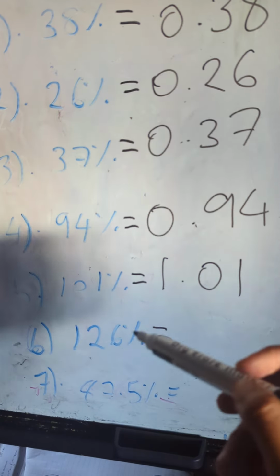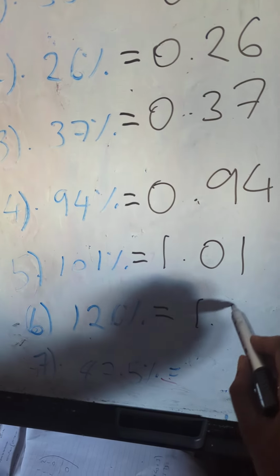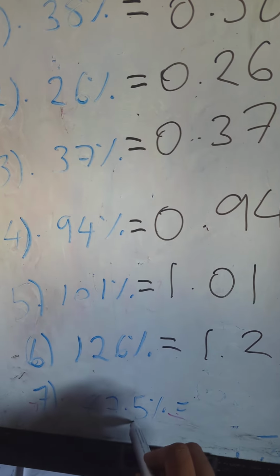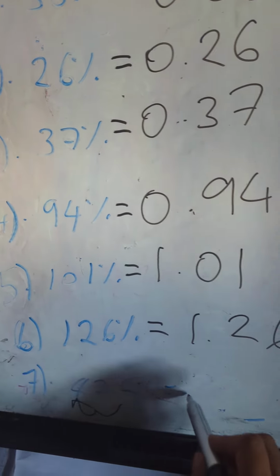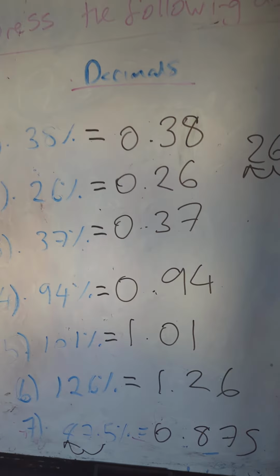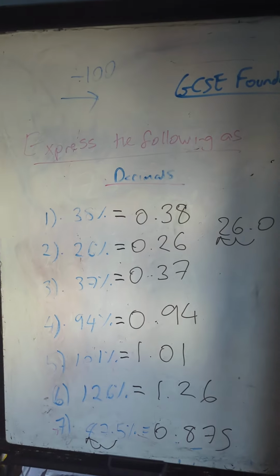Okay, this next one, 126%, that'll be 1.26. And lastly, 87.5%, again, moving the decimal point 2 places to the left, you get 0.875. And that's how to convert from a percentage to a decimal.